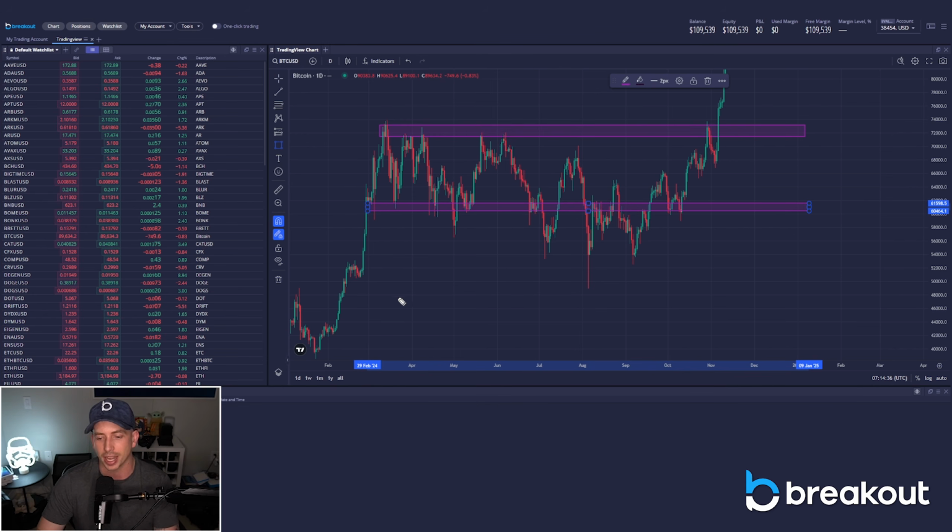Just because you've identified a level of support, it doesn't mean that every single time price gets there, it's going to respect the level 100%. That would be too easy. However, by finding areas where you believe price is going to be sensitive at, and that's very clear here. This is very clearly a sensitive area in price.